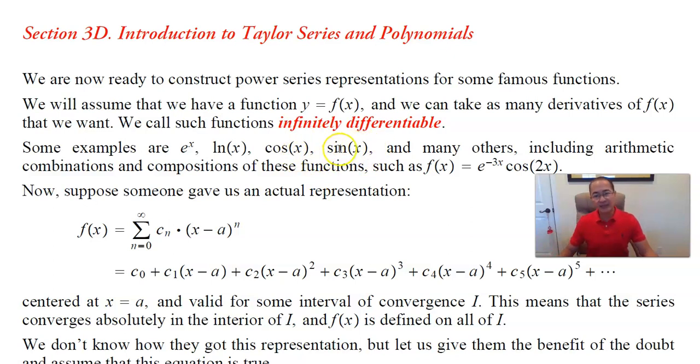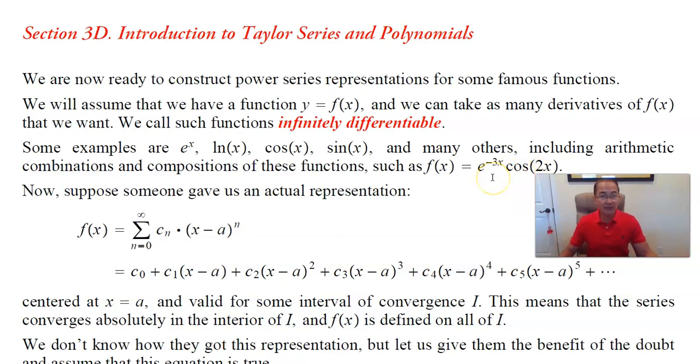Derivative of cosine is negative sine. Derivative of sine is cosine. So you're almost literally going back and forth except for a plus or minus sign. And because these are infinitely differentiable, you can compose, let's say, e to the minus 3x. You can differentiate that as many times as you want. Just remember to apply the chain rule. Cosine 2x, you can differentiate that as many times as you want. Just remember the chain rule.